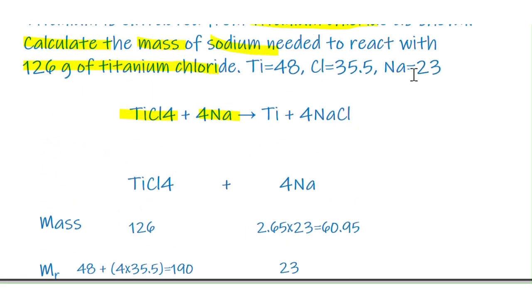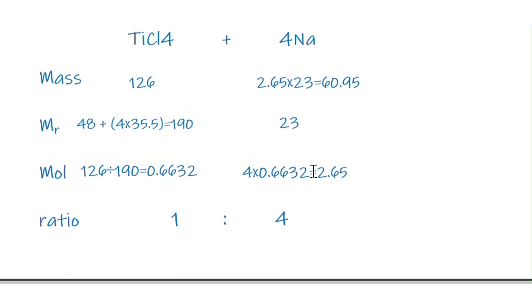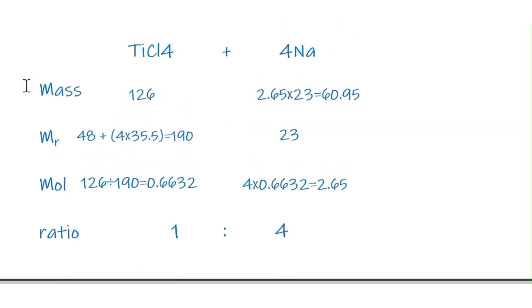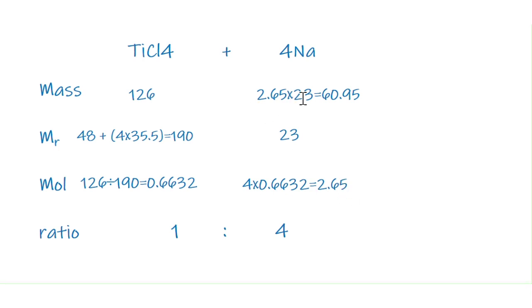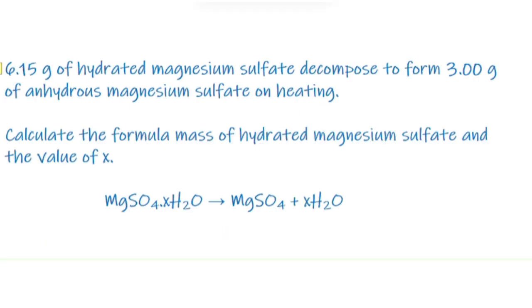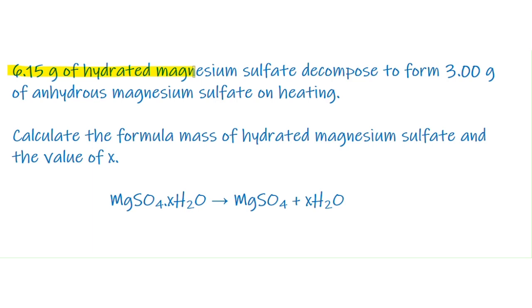And back up, the MR for sodium is 23. So 2.65 multiplied by 23, 60.95. And if we round that up to 61, that's the number of grams of sodium required to reduce 126 grams titanium chloride. So the final question, this is definitely an extension and it's definitely a grade 9 question. But again, if you follow the table method with a slight tweak, you should be okay.